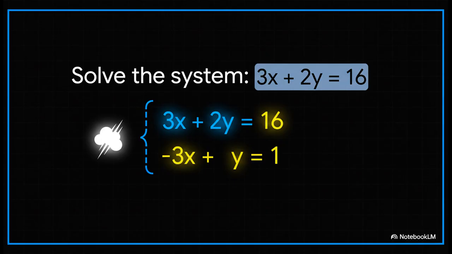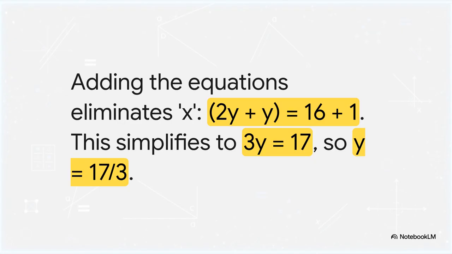Check this one out. You see how the first equation has a 3x and the second one has a negative 3x? They're perfect opposites. They are just screaming to be added together and eliminated. And this is where the magic happens. We just add the two equations, top to bottom. The 3x and the negative 3x cancel out to 0. Gone! The 2y plus y gives us 3y, and 16 plus 1 is 17.